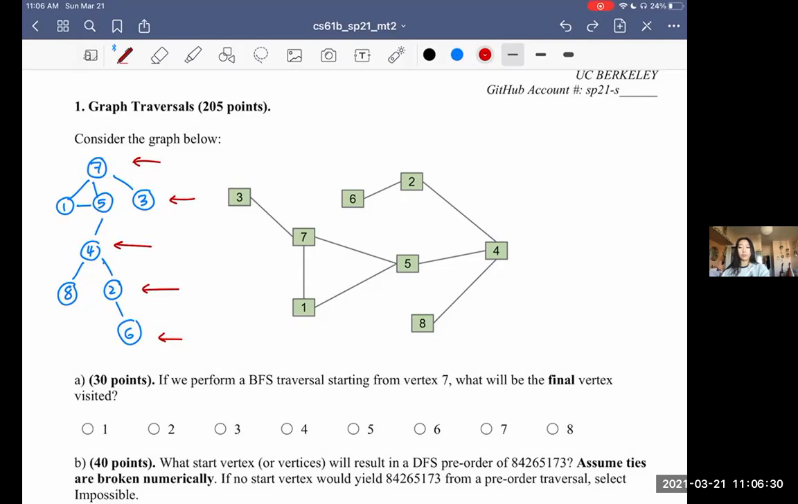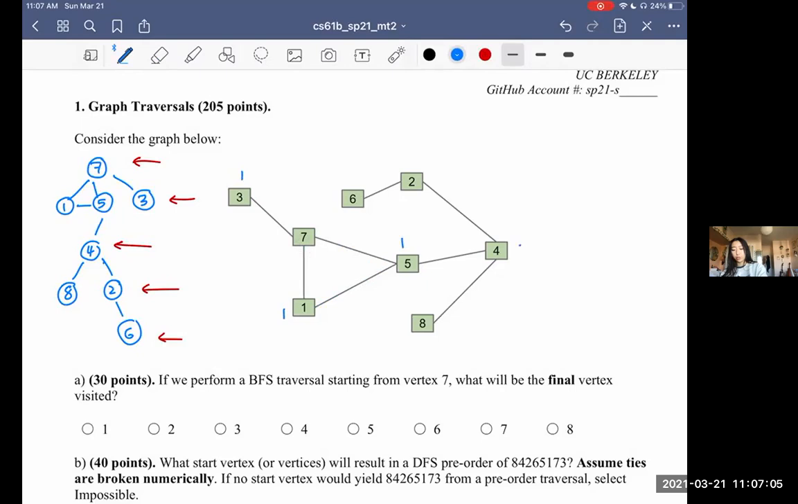Another way you could have done this without redrawing the whole thing would be to just go through and count how many edges away every node is. We can see vertex 3 is 1 edge away, so we'll note that here. Vertex 1 is 1 edge away. Vertex 5 is 1 edge away. You'll note that we don't say 5 is 2 edges away because it is possible for 7 and 5 to directly traverse 1 edge to get there, and breadth first search will definitely traverse this edge. So these are all 1 away.